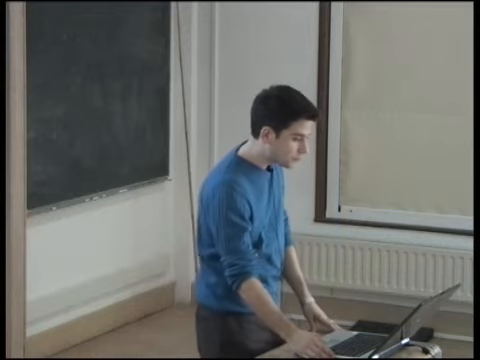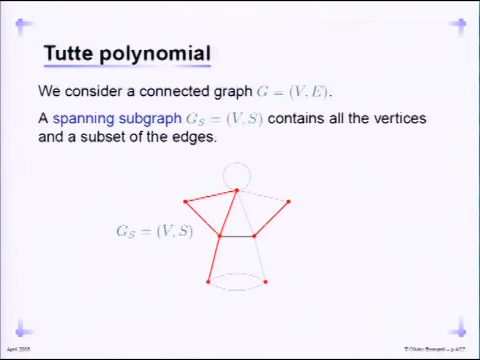So first, the definition of the Tutte polynomial. So we consider a connected graph, G. I will only consider connected graphs for simplicity, but this is just for avoiding details.